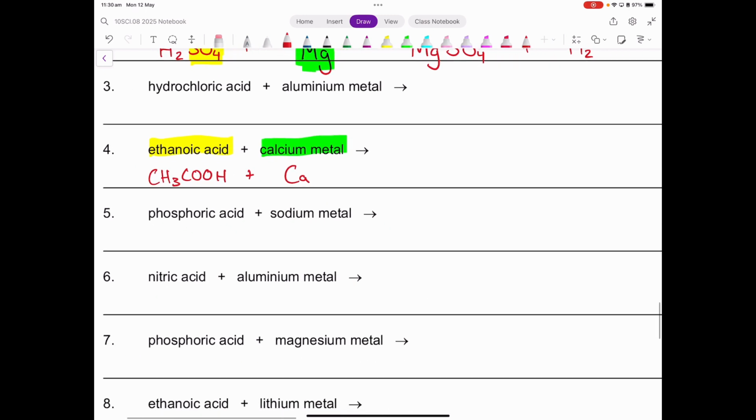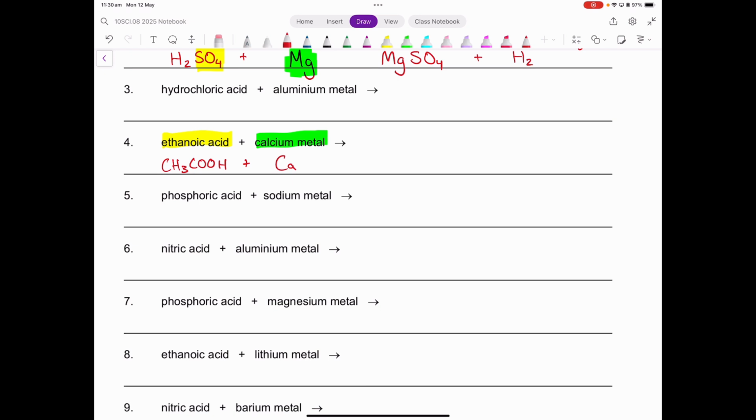Fantastic. And now here's the trick. The negative part of ethanoic acid, as per page 26, is CH3COO. And what is the charge of ethanoate? What is the charge of CH3COO? Negative what? 1. Good, negative 1.